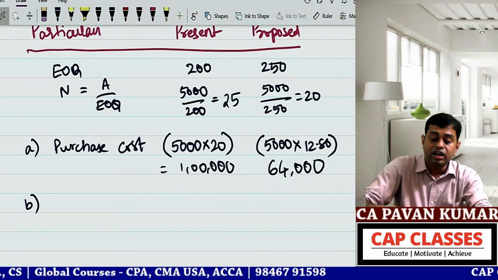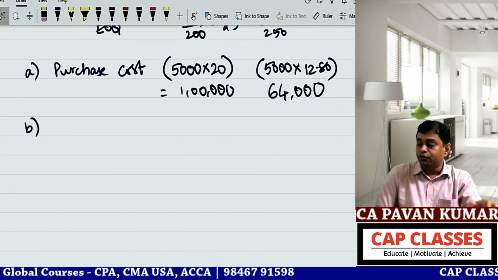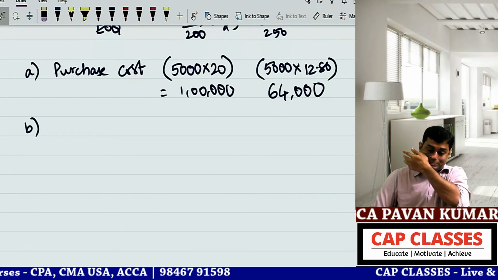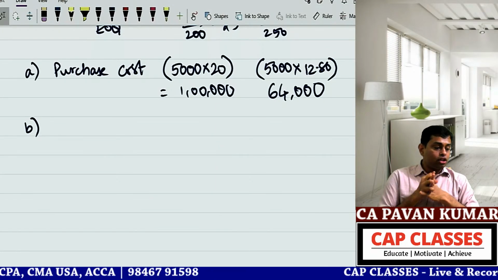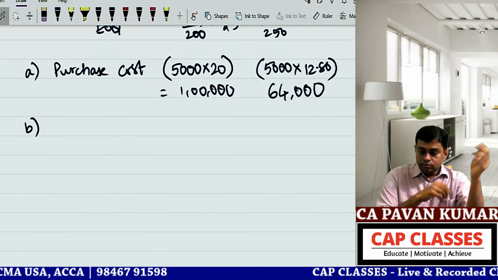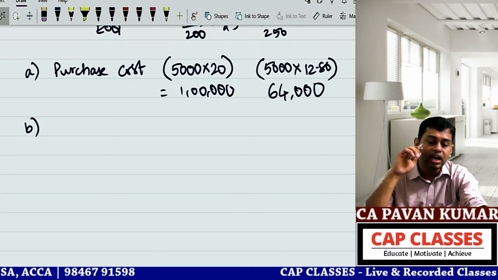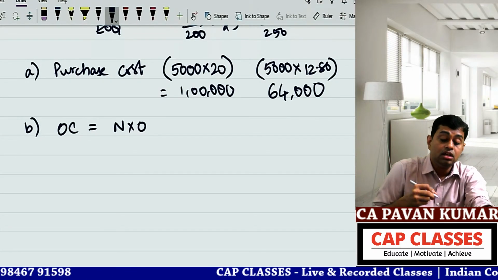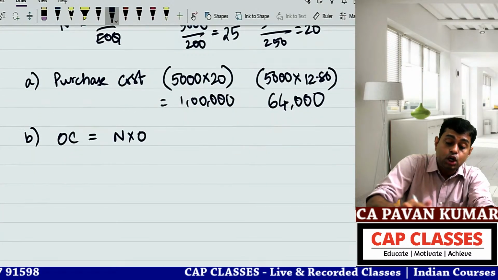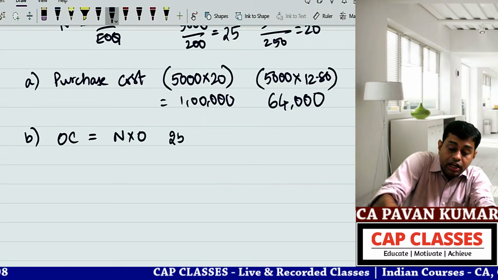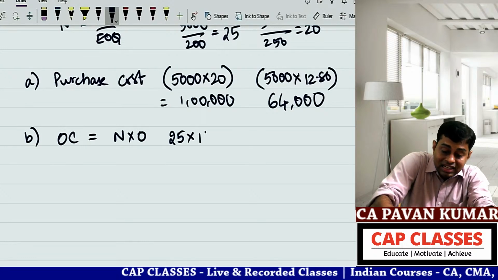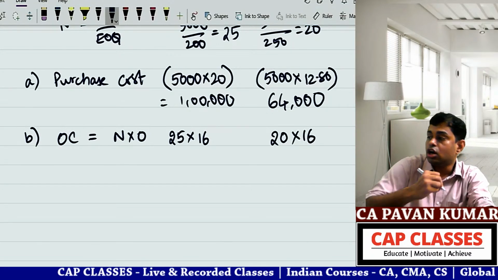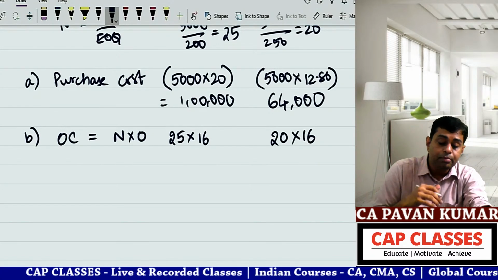Correct? Are you getting these answers? Purchase cost 1 lakh and 64,000 you got. Let me know that you are getting answers. Then we need to calculate ordering cost and carrying cost. So ordering cost is equal to number of orders into ordering cost. Here, how many orders are there? 25 into what is the ordering cost given in the question? 16. Here, how many orders are there? 20 into 16.